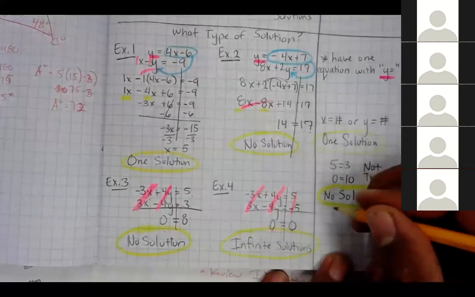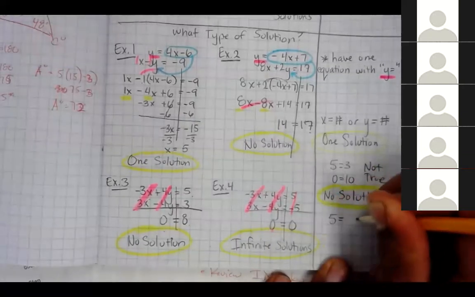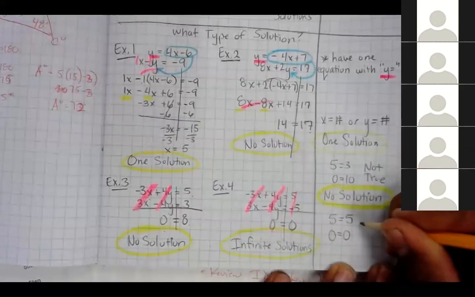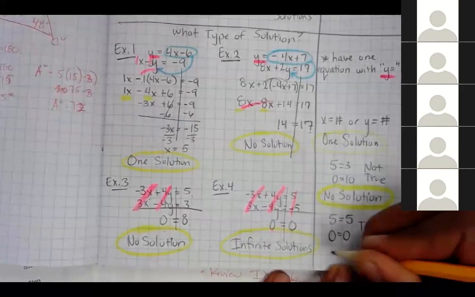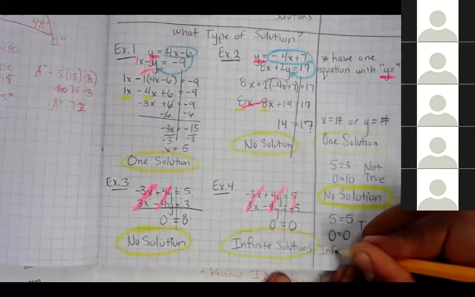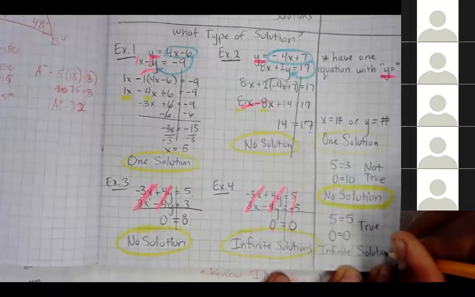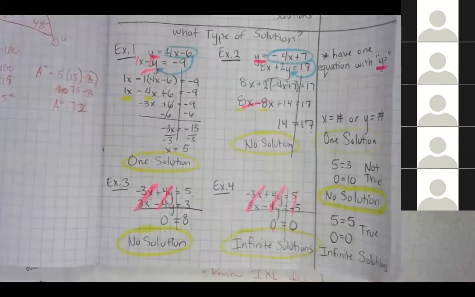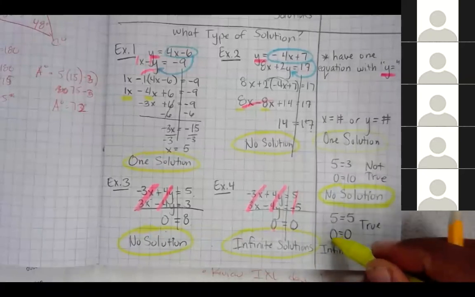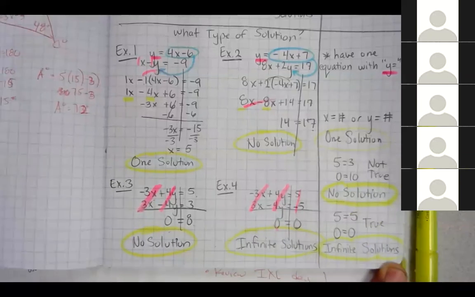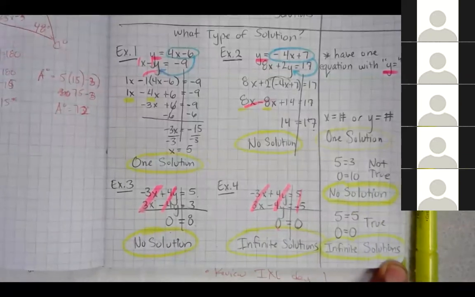And then the last situation you would end up with is two numbers that are equal. 5 equals 5 or 0 equals 0. That is true. And that's when we're going to have infinite solutions. Okay, let me pause the video for a second.